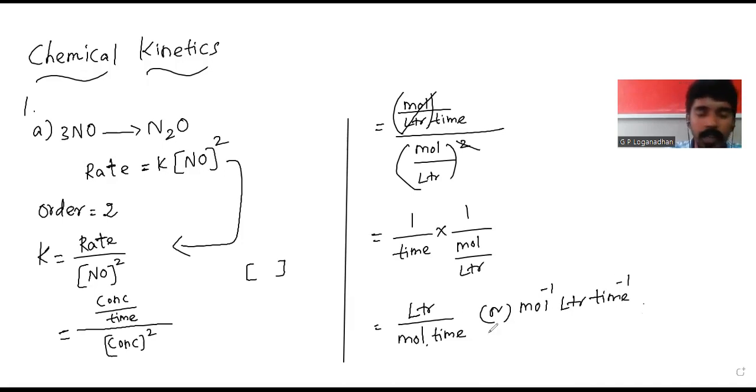This is the answer. Next, we'll do the second one. The second question, the same one. In the second one, we have a reaction: H2O2 plus 3I minus plus 2H plus gives rise to I3 minus plus 2H2O.